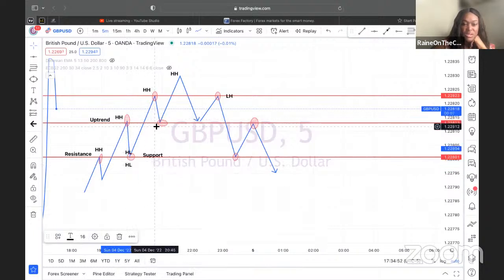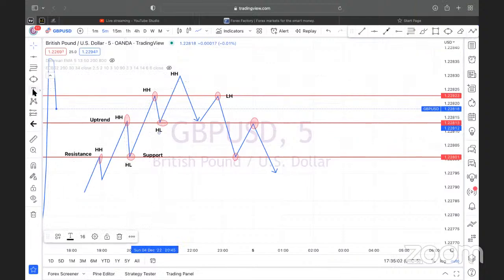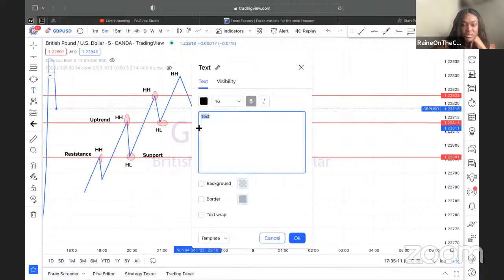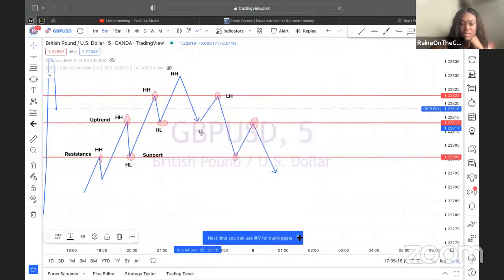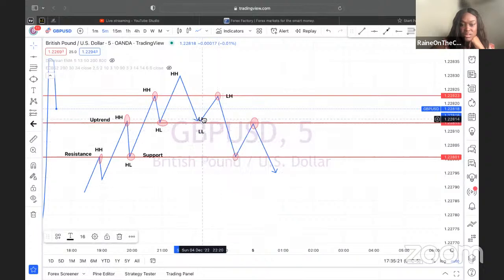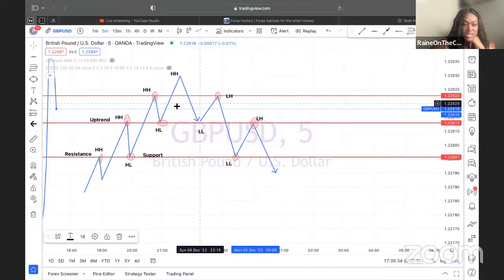And what equals a downtrend? Lower lows, lower highs, and lower lows. Right. So this is the downtrend.